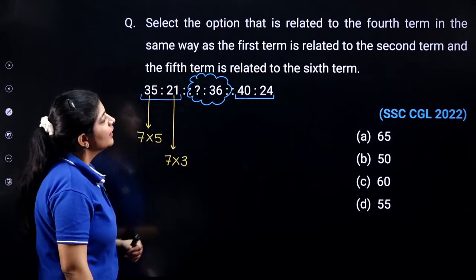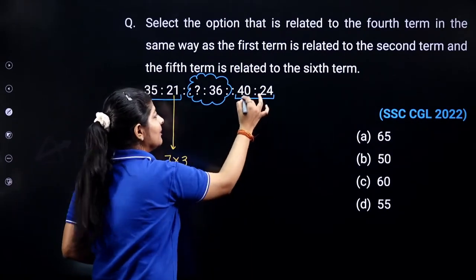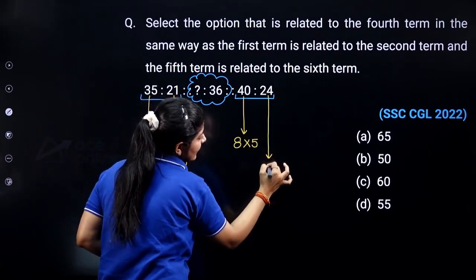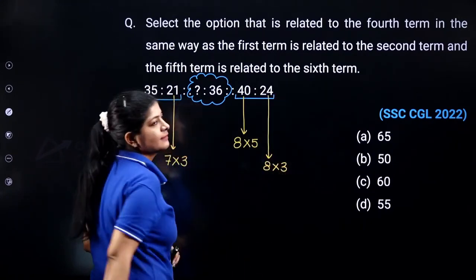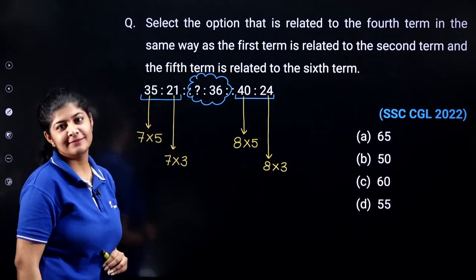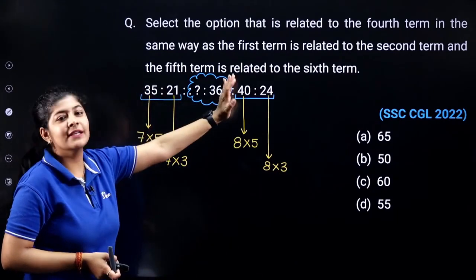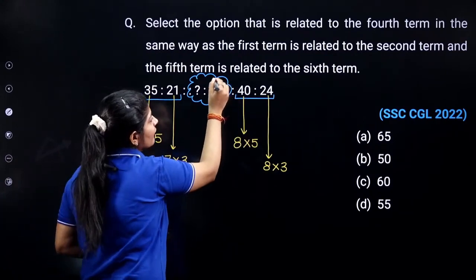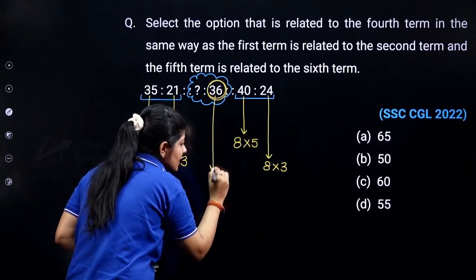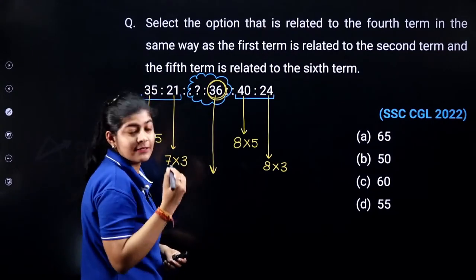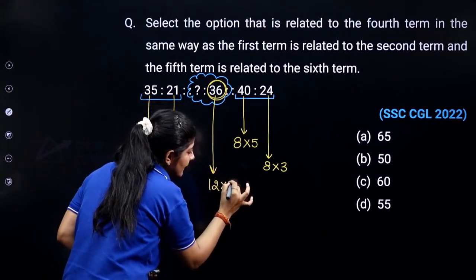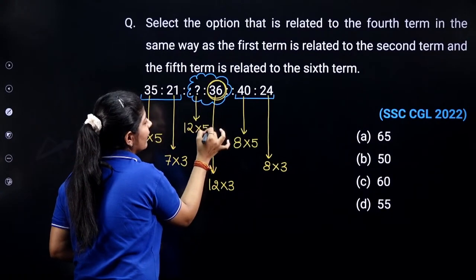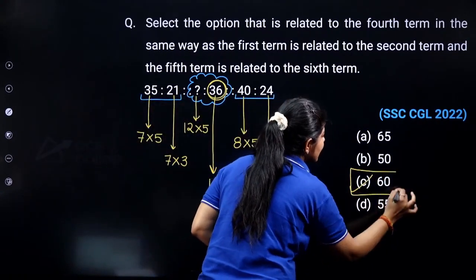Clear? Okay. If I talk about this particular pair, I can break this as 8 into 5 and I can break this as 8 into 3. The pattern is revealed. Basically, these numbers are multiples of 5 and 3, right? So I have to check on which multiple this 36 is. When I multiply 12 by 3, I get 36. So I simply need to multiply 12 by 5 and I get my answer as option C, 60.